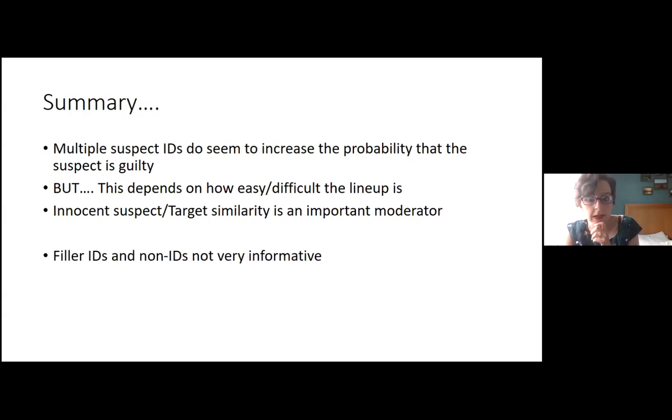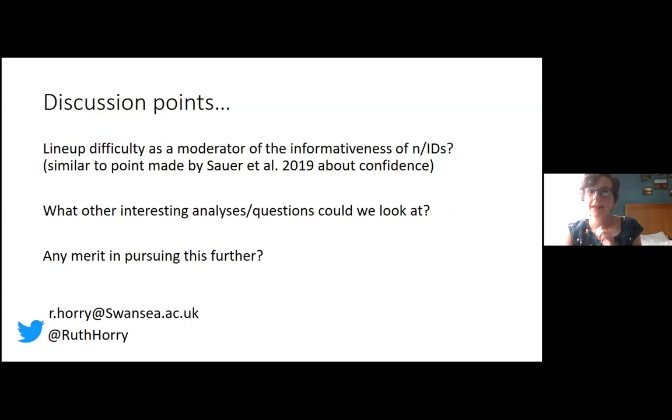And basically, to my somewhat surprise, filler IDs and particularly non-IDs just weren't informative. It didn't matter how many times someone rejected the lineup, it didn't seem to change the probability of guilt. So that's it from me, really.